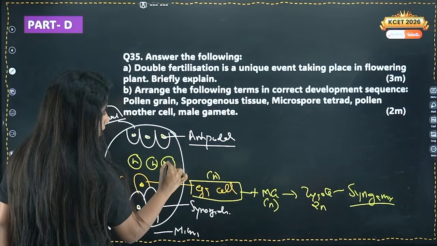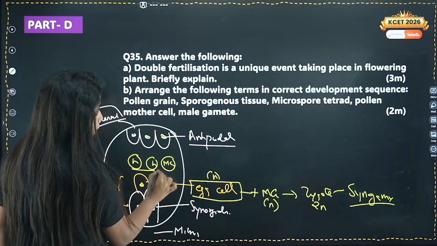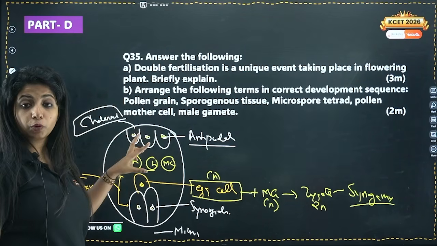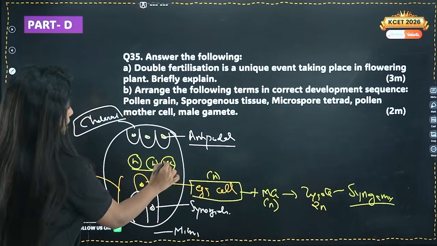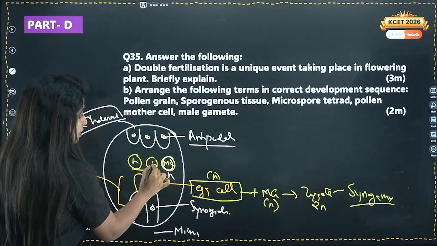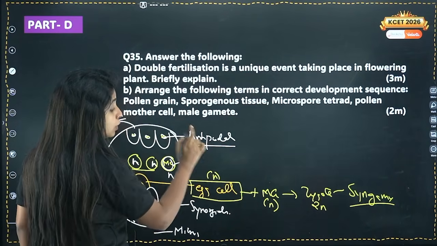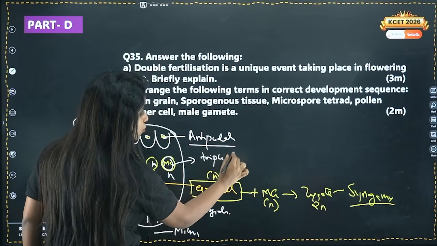The male gamete comes and fuses with the 2 polar nuclei of the central cell. This cell, which has 2 polar nuclei, we call a central cell. The male gamete has n, this also has n, and this also has n, so 3 nuclei fuse, which is why I call this triple fusion.